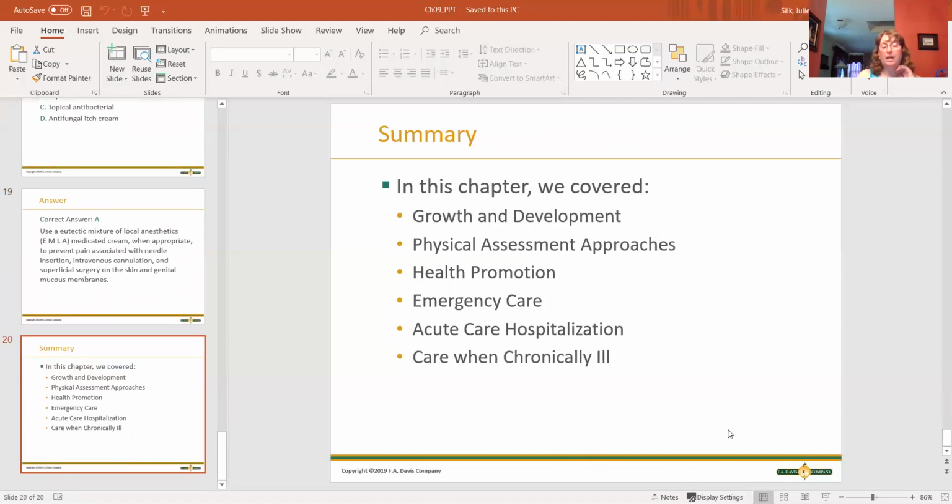All right, so in this stuff, we talked about quite a bit. School-age children are a little bit different because you can treat them a little bit more like an adult in a way with their vitals and stuff like that. But they still are quite different from the younger school age compared to the older school aged. We also talked about how to promote health in them, emergency care, acute hospitalization, and chronically ill hospitalization.